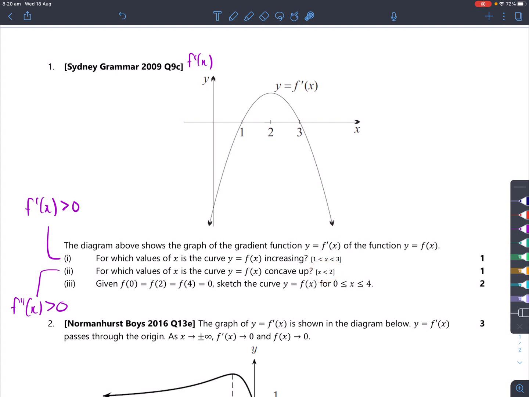Part 3. Given f of 0, f of 2, f of 4 equals 0, sketch the curve for y equals f of x for 0 to 4. Now what we've got to look at first of all is that at this point here, we know that f dash x, or f double dash x actually, equals 0. And we also see that at these points here, f dash x is equal to 0.